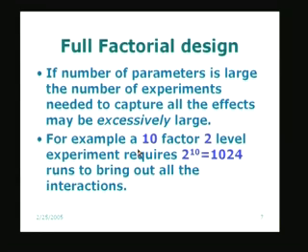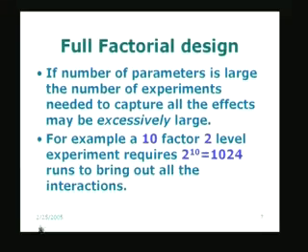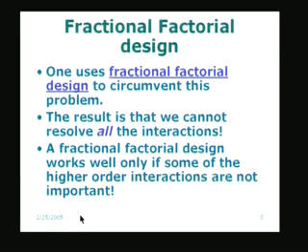For example, a 10 factor 2 level experiment requires 2 to the power of 10, or 1024 runs, to bring out all the effects. In a laboratory, 1024 experiments are going to take months and months if each experiment takes several hours. It is going to take a large amount of time and effort on the part of the experimenter. The question now is, is it possible to reduce the number without losing too much of the information? That means we go for what is called a fractional factorial design.